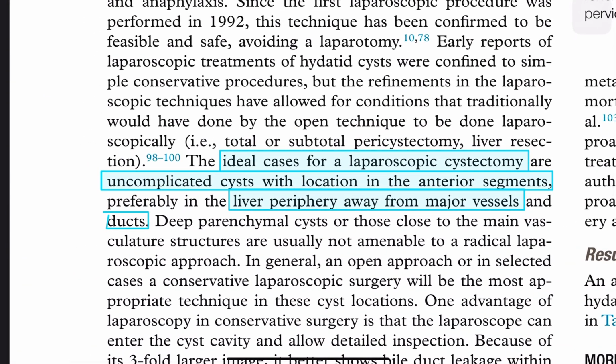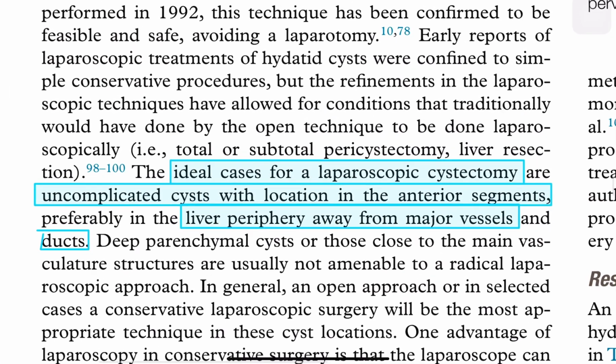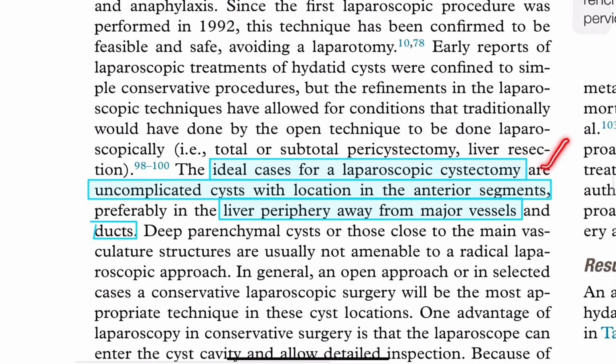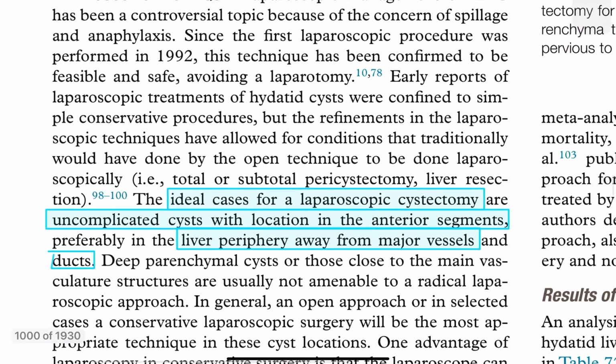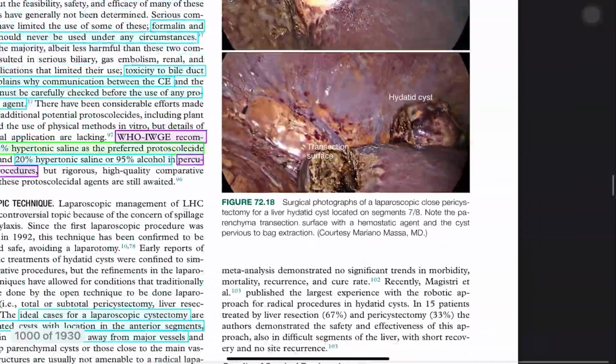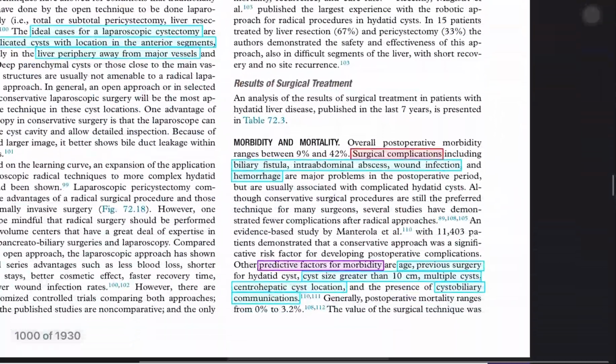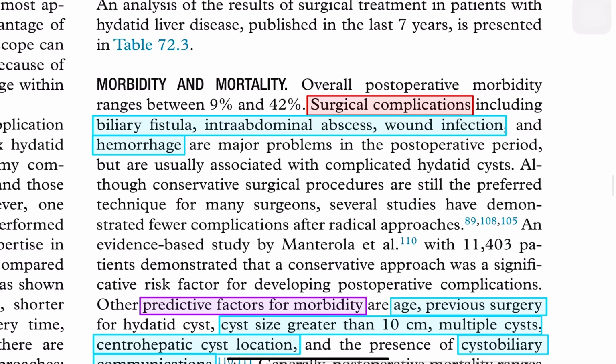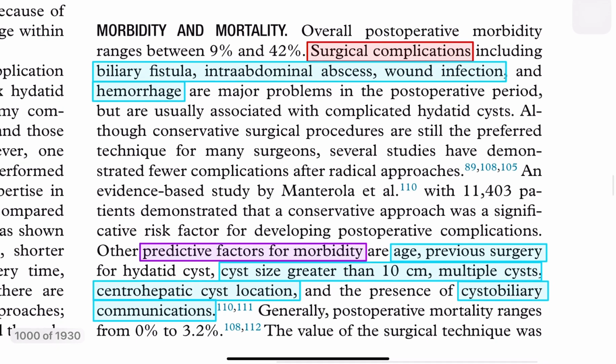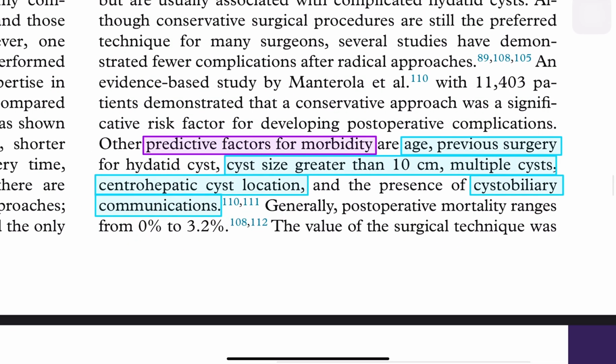So the ideal case for laparoscopic cystectomy is uncomplicated, with the cyst located within the anterior segment, and preferably in the liver periphery away from major vessels or ducts. And the surgical complications include fistula, intra-abdominal abscess, wound infection and hemorrhage. And predictors for morbidity include age, previous surgery, cyst size more than 10 centimeters, multiple cysts, centrohepatic cyst and cystobiliary communication.